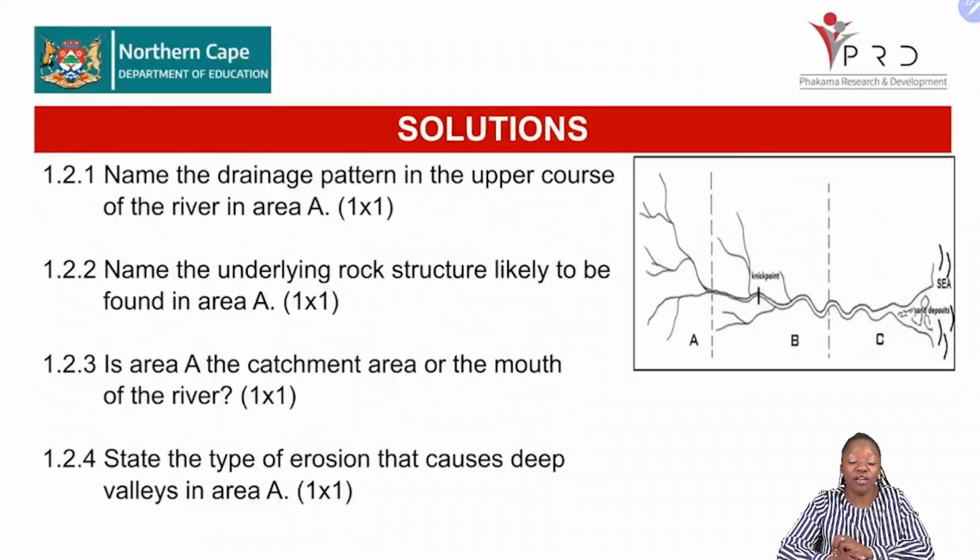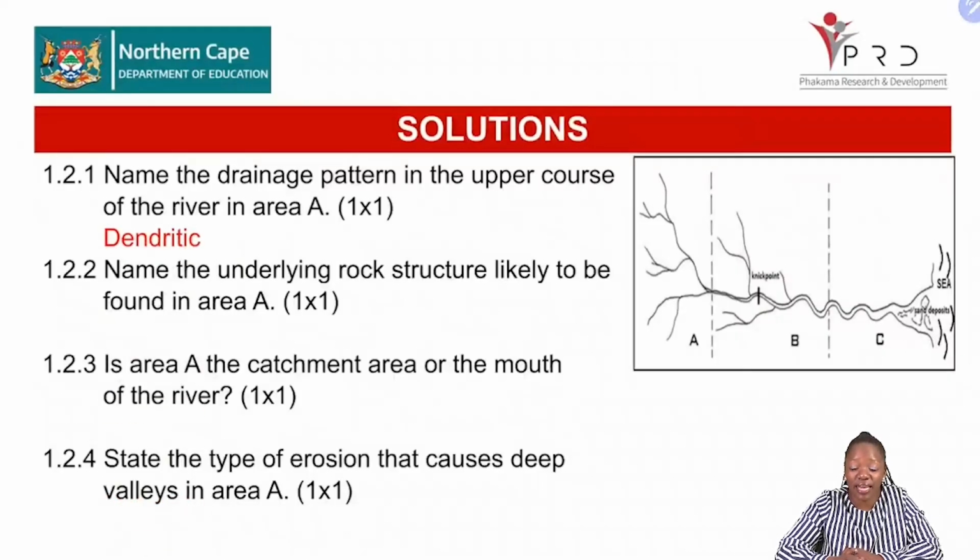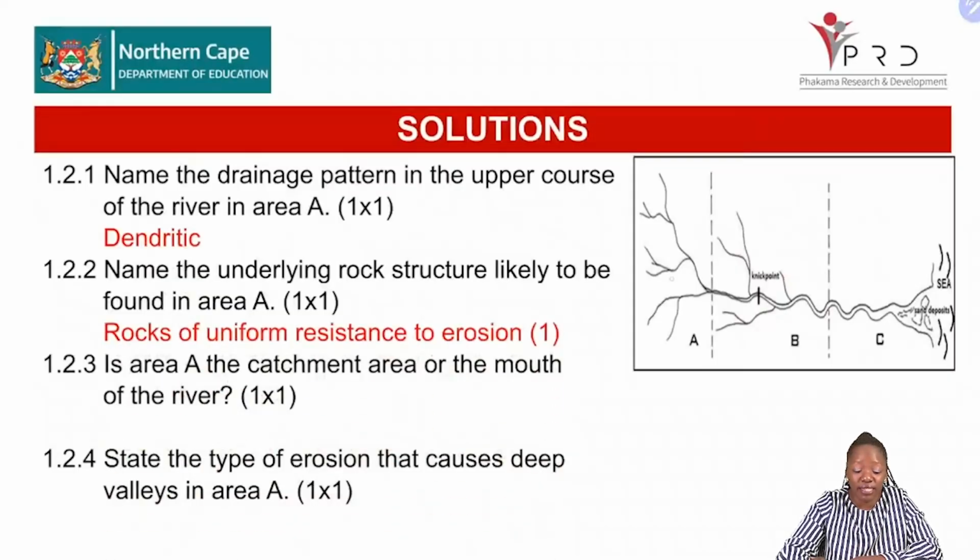Right, girls and boys, looking at our first question, you are supposed to name the drainage pattern in area A. You will see that there are many tributaries or streams in area A, so therefore it is dendritic. Then your 1.2.2, you name the underlying rock structure likely to be found in area A. Remember, because of the dendritic pattern, we are looking at rocks of uniform resistance to erosion.